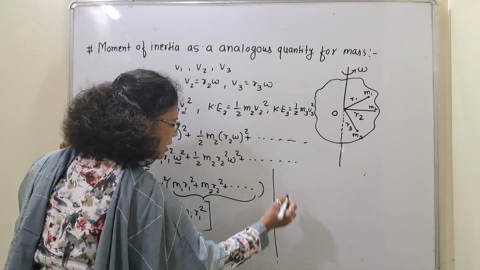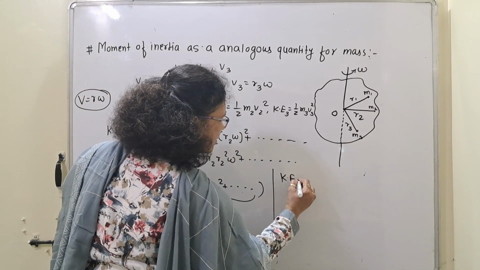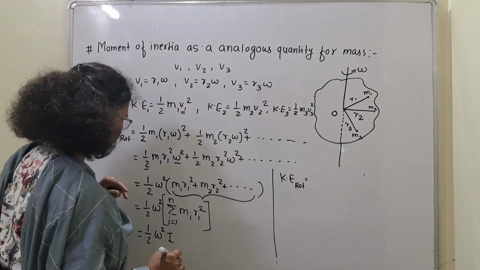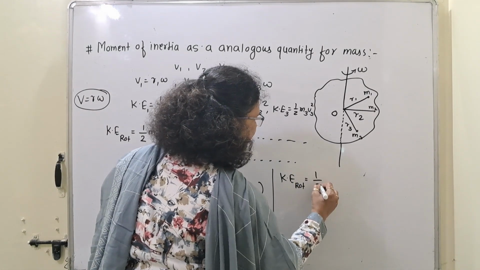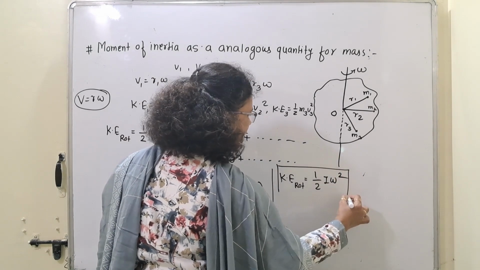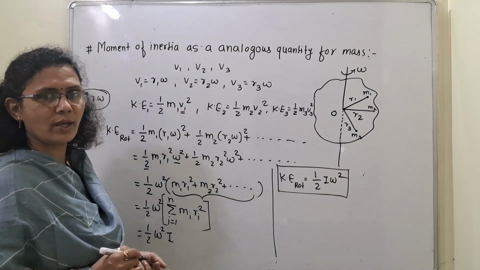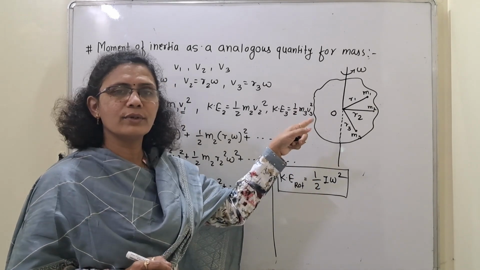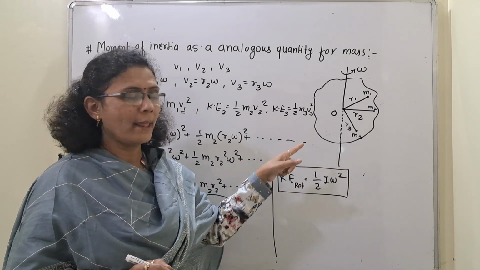That is the rotational kinetic energy of this rotating body, given by 1/2 I omega square. This is the rotational kinetic energy of this rotating body.